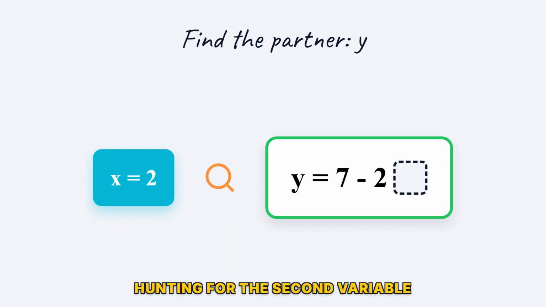We found our first answer, but we aren't done yet. The book reminds us, find y from equation 2 using this value of x. Let's take our fresh value of x equals 2 and feed it right back into our initial isolated equation 2 blueprint container.